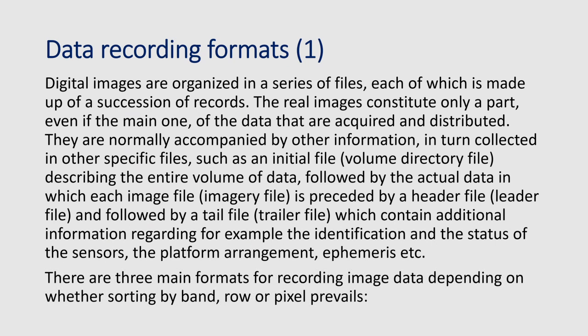There are three main formats for recording image data, stating that we are facing multispectral acquisition. That means many different image files, one for every single spectral band acquired by the sensor. And these three different main formats for recording this image data depend on whether sorting by band, row, or pixel prevails.